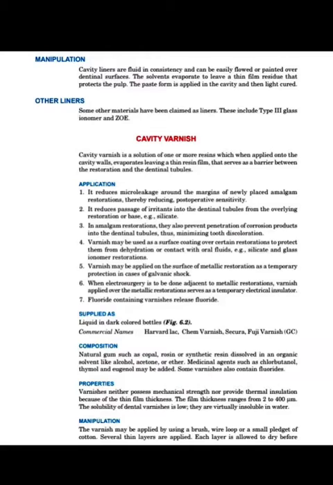It reduces the passage of irritants into the dentinal tubules from the overlying restoration or base, for example silicate. So we know that it will block the dentinal tubules and reduce the passage of irritants into them. In amalgam restoration, varnishes also prevent penetration of corrosion products into the dentinal tubules, thus minimizing tooth discoloration. As dentinal tubules are blocked by varnish, it will not allow any type of irritant, corrosive products or mechanical or thermal irritants into the dentinal tubules, and hence it will protect the pulp. As corrosive products will not enter the dentinal tubules, it will minimize tooth discoloration in amalgam restoration.